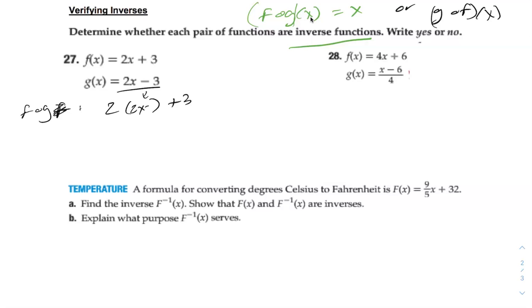So 2 times (2x minus 3). Distribute. 4x minus 6 plus 3, I get 4x minus 3. So not an inverse. Then they don't cancel each other out, so it's not an inverse.